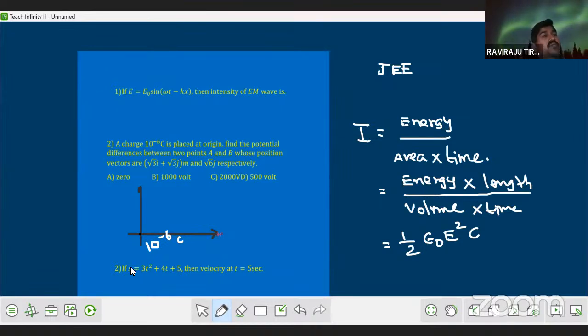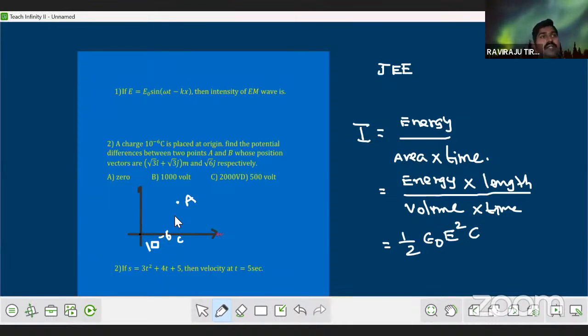And two other points were also given in the question. Two different positions were given. One is A and the other is B. So what is the position of A? Root 3 i cap plus root 3 j cap. Generally, it is in the first quadrant only. So you can represent somewhere the point A in the coordinate system. And where is the second point? It is only along the y-axis, root 6 j cap.